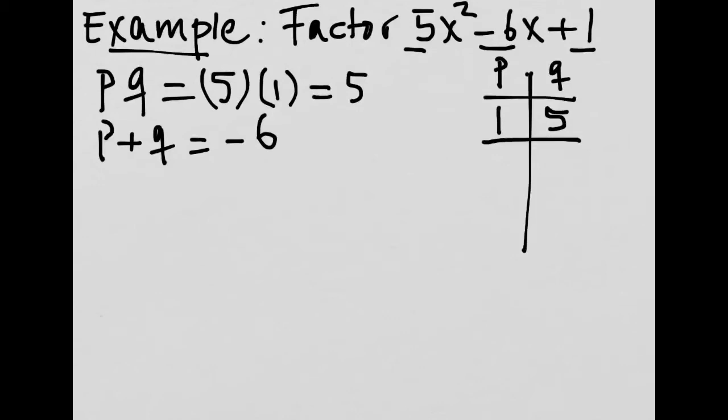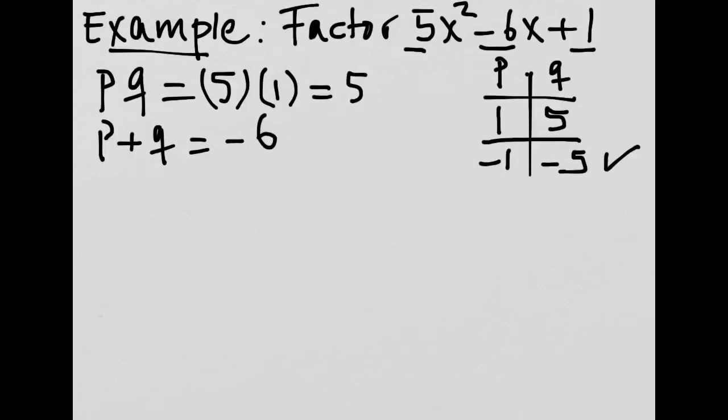The other factors of 5 are minus 1 and minus 5. Notice minus 1 times minus 5 equals 5. Not only that, if you add minus 1 and minus 5, you get negative 6. So this is the pair we are looking for.